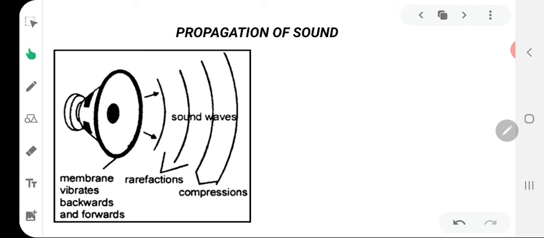How does sound propagate? How does sound travel? You can see in this picture how the sound is traveling. This particular membrane is vibrating backward and forward. These vibrations are responsible for creating sound, and how these sounds are traveling in any medium. So the question is, how does sound propagate in any medium?